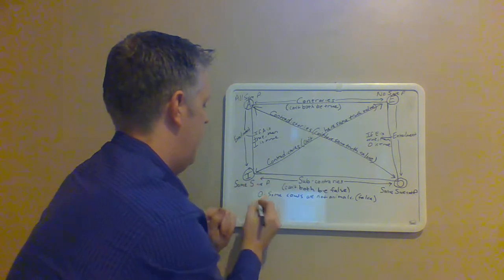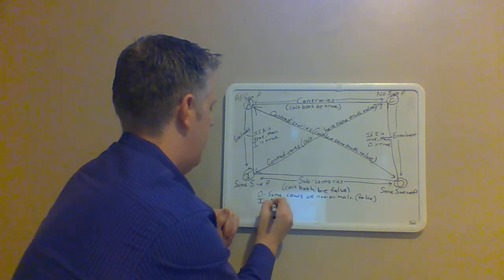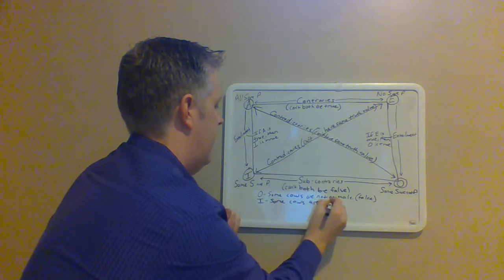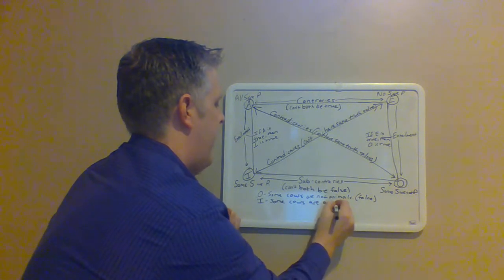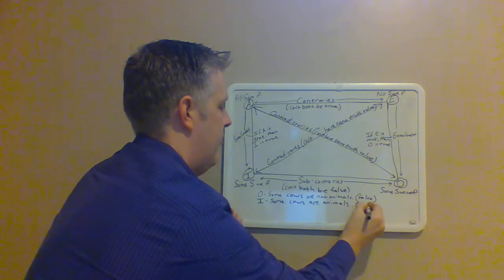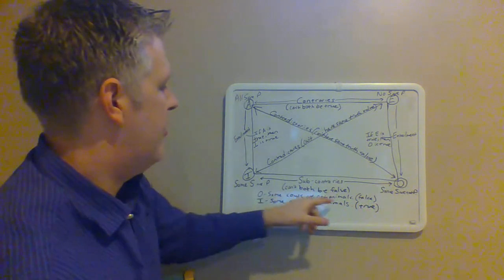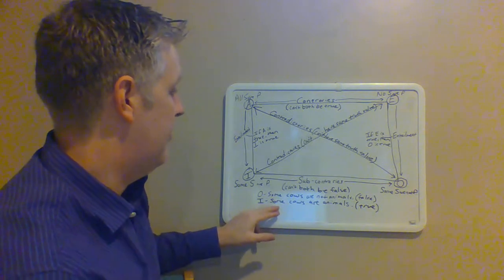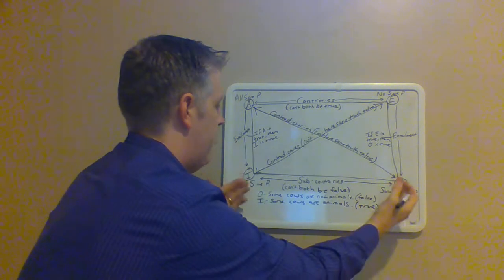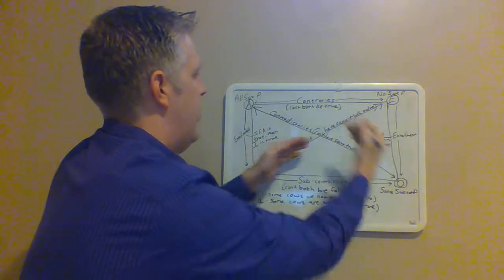So let's go ahead and fill in I right off the bat. So some cows are animals. Look, that can't be false if this is false, right? So that's going to have to be true. So if it's false that some cows are not animals, then it has to be true that some cows are animals, okay?